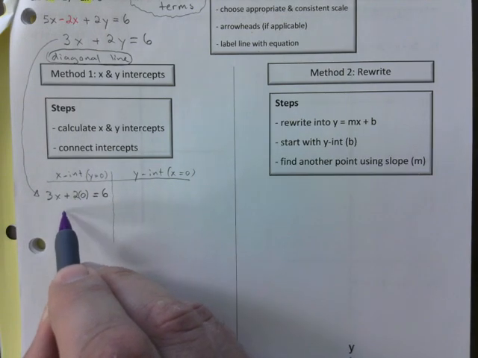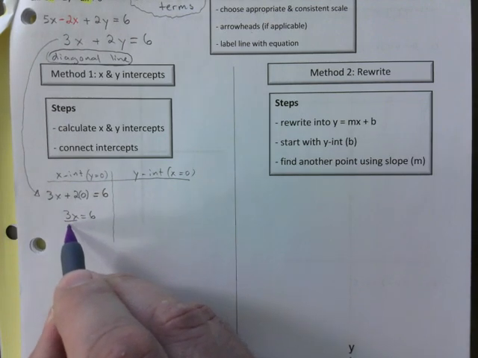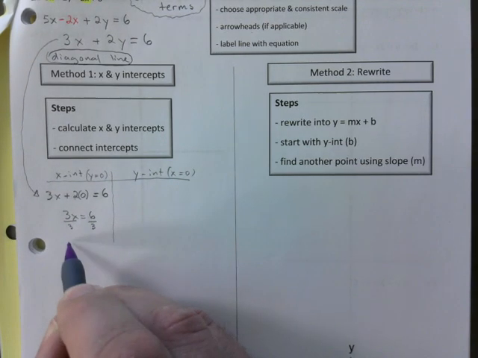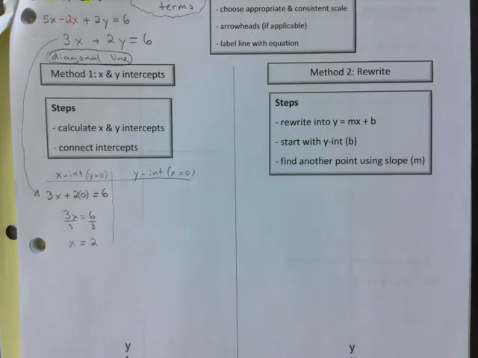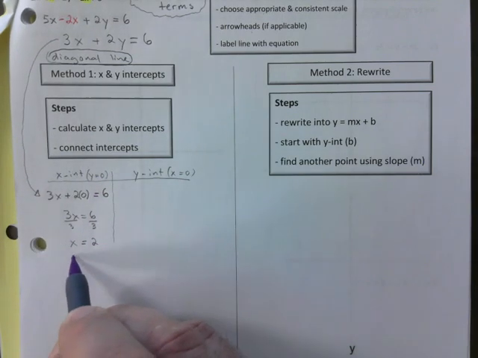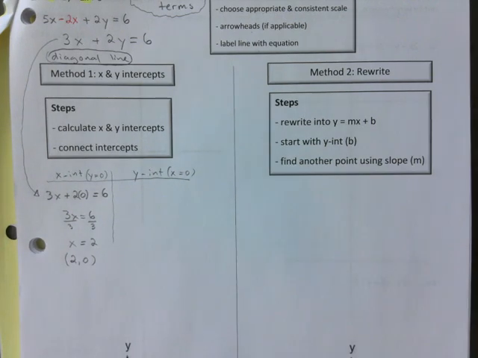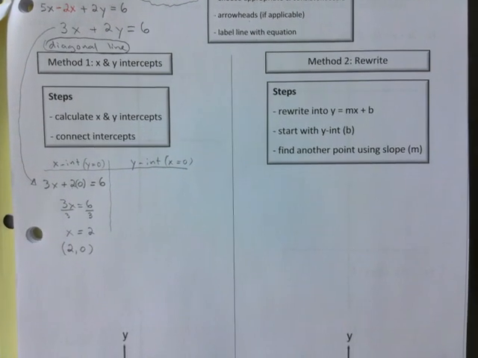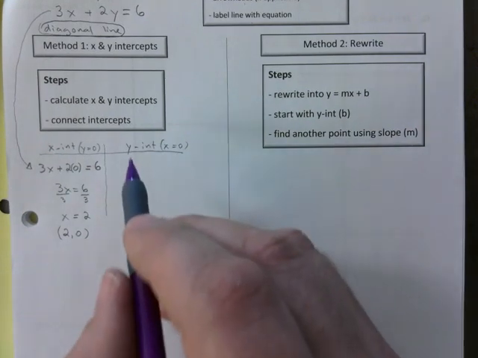So 2 times 0 is just 0. So you end up with 3x is equal to 6. You divide both sides by 3. If you can do anything for yourself, especially after today, be good at doing this, right? Finding the intercepts. So we know that when y is equal to 0, x is equal to 2. So I state it like this to make sure I know this is an x-intercept.